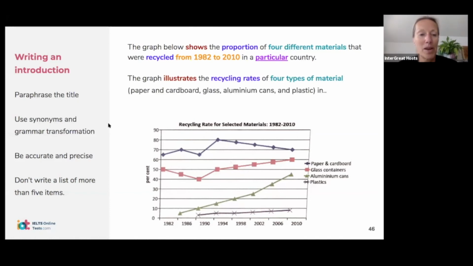And then this is what I meant by don't write a list of more than 5 items. Okay, so that is just enough. You can put them in brackets. You don't have to detail it, but it's helpful to do that, but just don't put more than 5, okay? In one, instead of a particular country, "in one country."